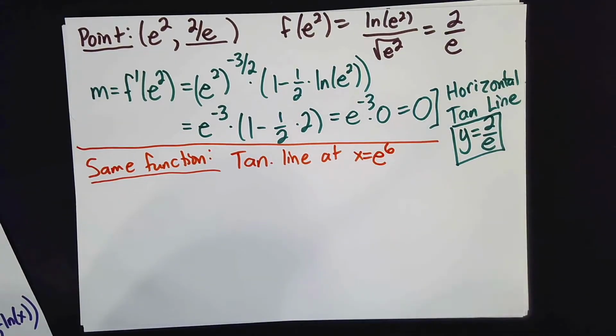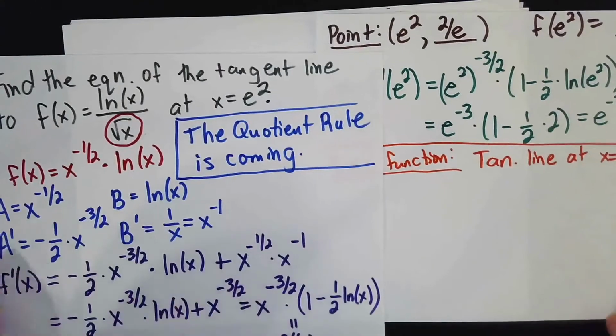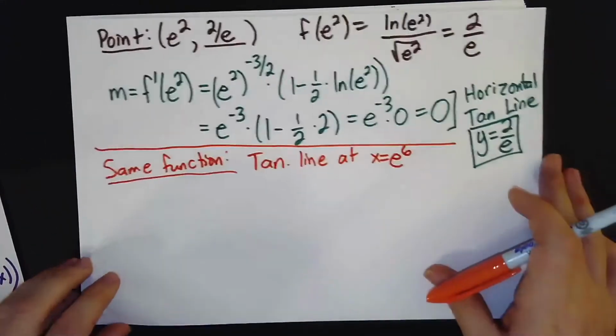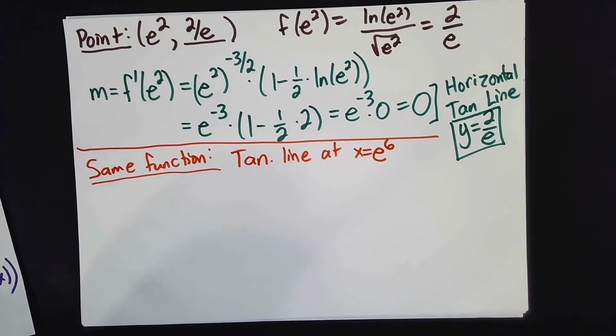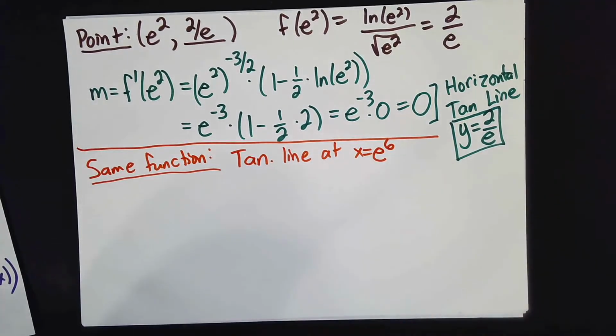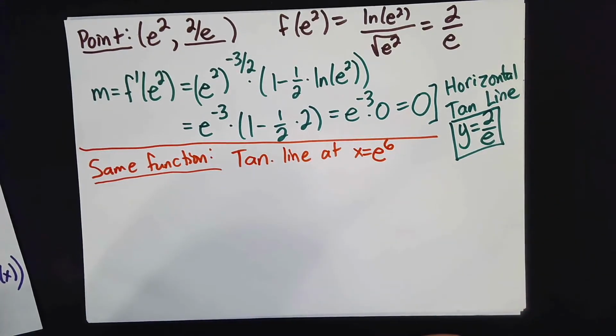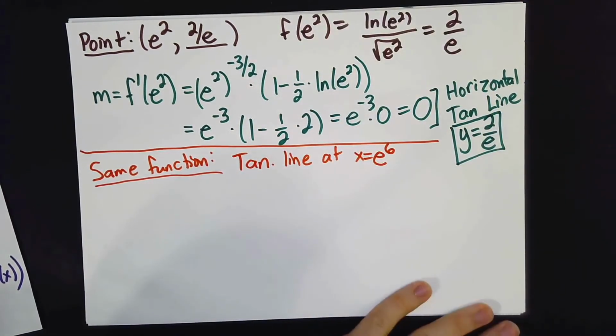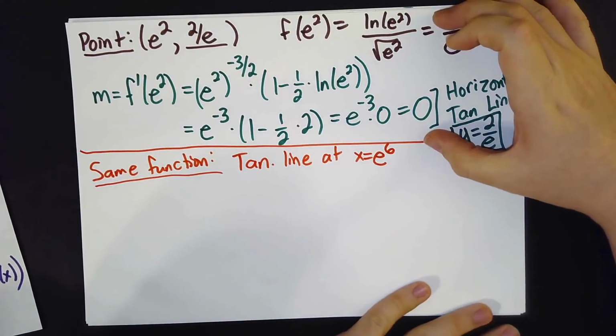Now, just as a little thought experiment, we've been doing a lot of work so far for this question. How much more work am I going to have to do to find the equation of the tangent line at e to the 6th for the same function? And the answer is, it's not actually going to take that much work. In fact, the work I'm going to have to redo is basically the same work that I have on this page.